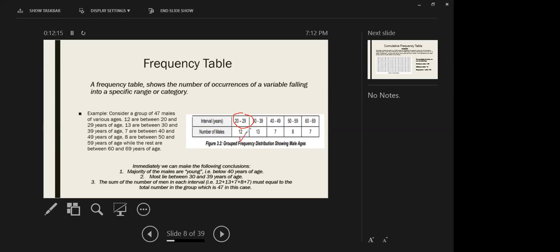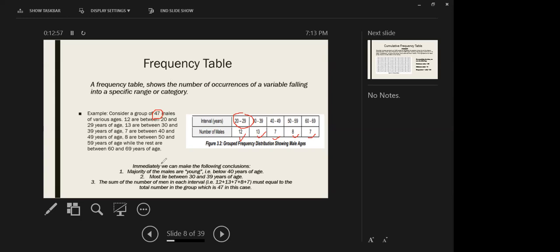Then you come to find out that they are 12. The same thing for 30 to 39, they're 13. The same for this, 7. Same for that, it's 8. Same for that, it's 7. When you add this, they'll give you a total of 47. So when you are using a frequency table, you are grouping the data based on a specific range or category. That's what the statement is talking about. A frequency table shows the number of occurrences of a variable falling into a specific range or category. Here we're talking about the number of males whose years lie within 20 to 29. That's what a frequency table does.